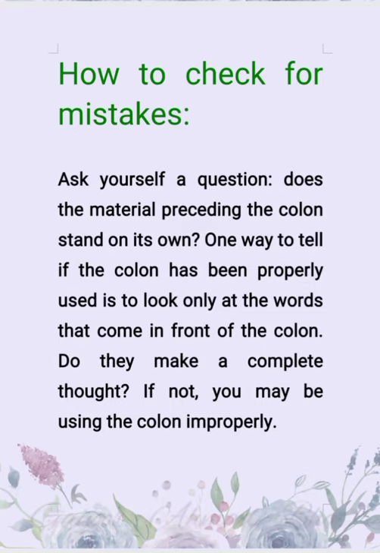Friends, now let us see how to check for mistakes. Ask yourself a question. Does the material preceding the colon stand on its own? One way to tell if the colon has been properly used is to look only at the words that come in front of the colon. Do they make a complete thought? If yes, use a colon. If not, then you may be using the colon improperly.